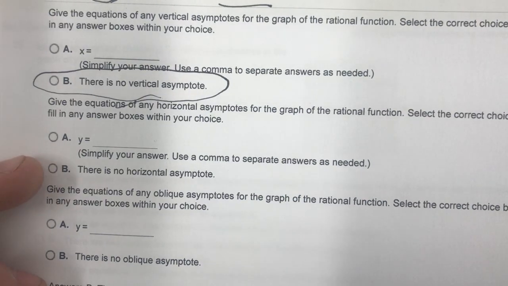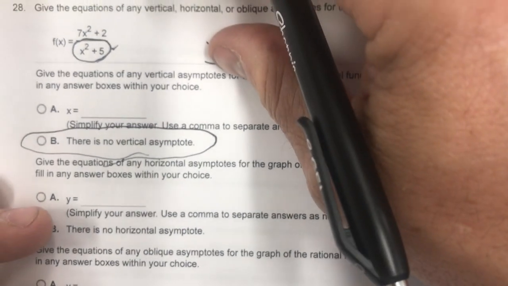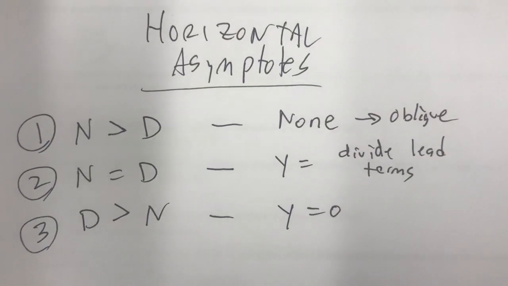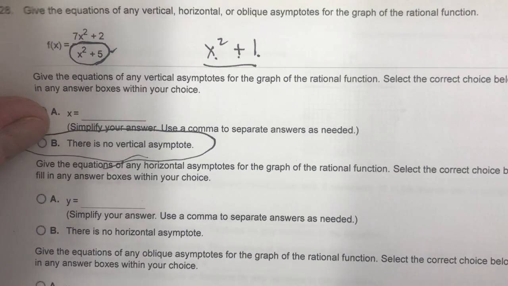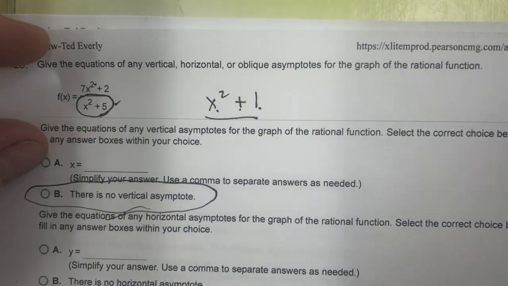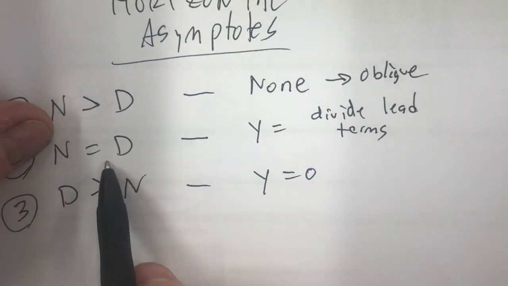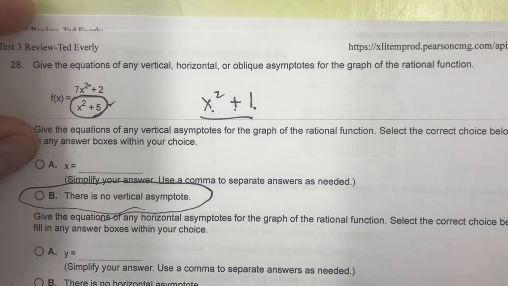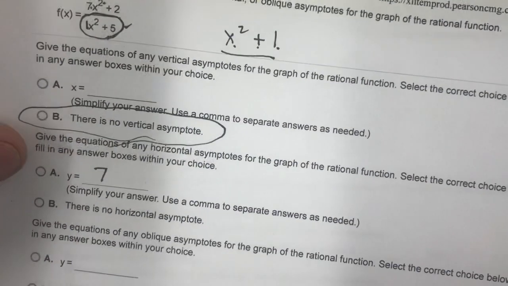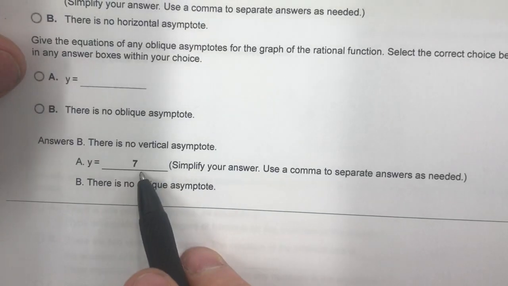Now, what about the horizontal one? We look at the degree in the top. You do the same thing we just wrote down here. My degree in the top is 2 and the degree in the bottom is 2. They're the same. So again, since they're equal, I'm going to divide the lead terms, which means 7 divided by 1, which is 7. y equals 7. And that's right, that's what it says down here.